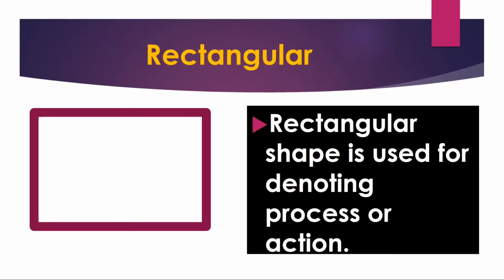Now the next is rectangle. Rectangle shape is used for denoting a process or action, means if we are doing something which does not need a decision, that is either yes or no, then we will use the rectangle.